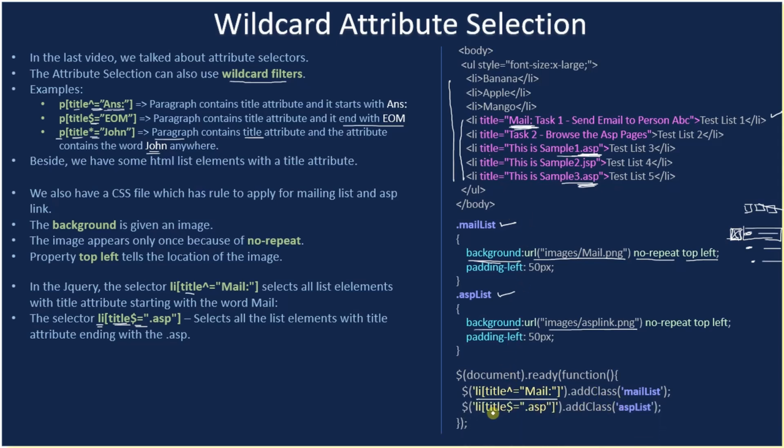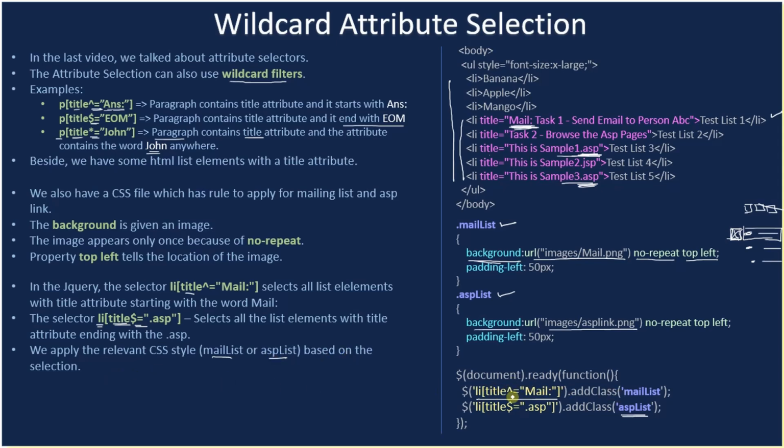So here we are finding the element, then adding the class attribute ASP list. That means these two items will have a different icon image. We apply the relevant CSS style, mail list or ASP list, based on the selection.